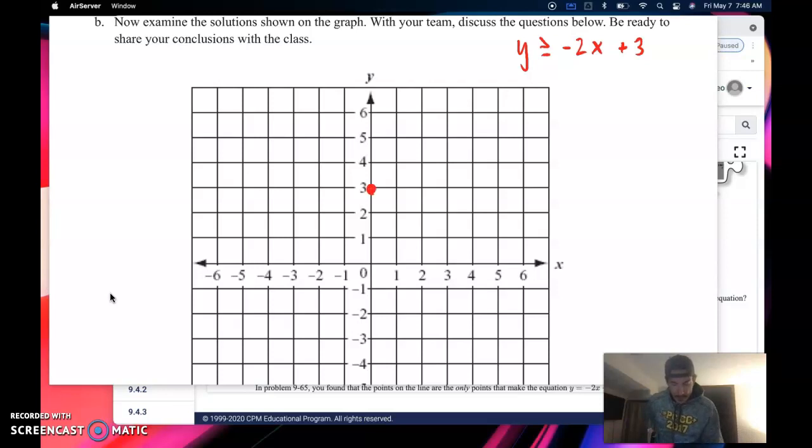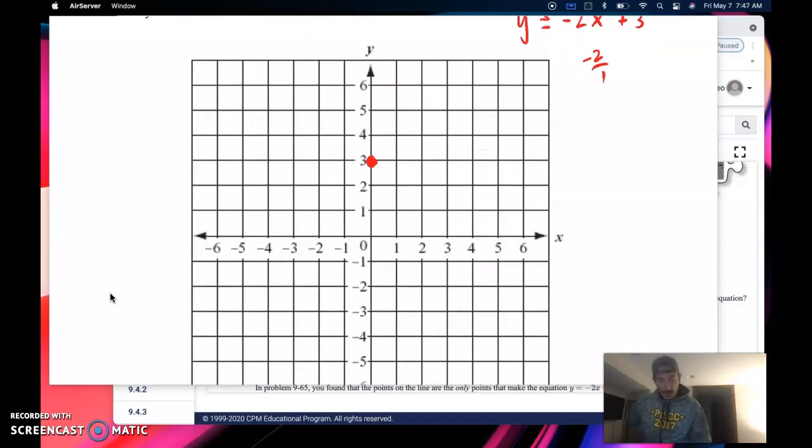I like to start there when I'm doing my graphing. So just on the y-axis, I'm going to make a dot at positive 3, sorry. And then my slope is negative 2. So that's, of course, negative 2 over 1. All right? So I'm going to go from there down 2 and over 1. And I'll continue to go down 2 and over 1.